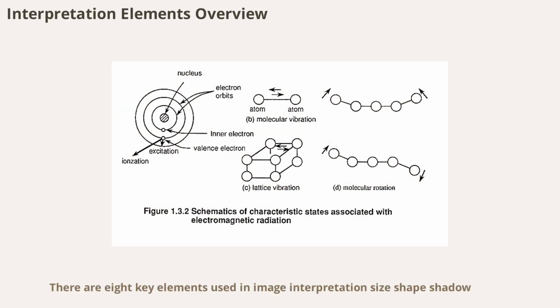There are 8 key elements used in image interpretation: size, shape, shadow, tone, color, texture, pattern, and associated relationships or context. Each element provides unique clues for identifying and analyzing objects in images. For example, the size and shape help distinguish between different types of trees, while tone and color can indicate vegetation health. Understanding these elements is essential for accurate and effective image interpretation.